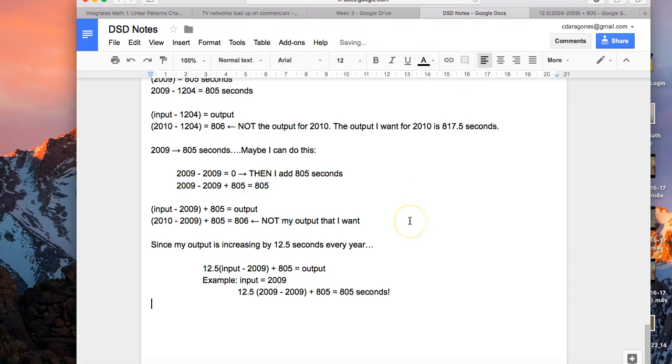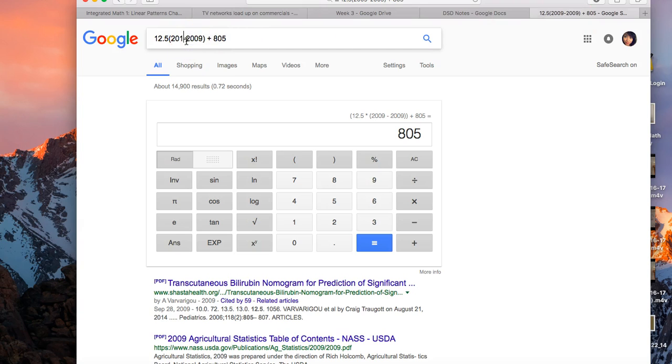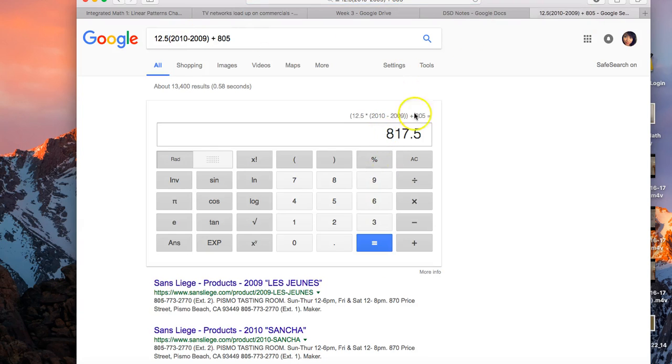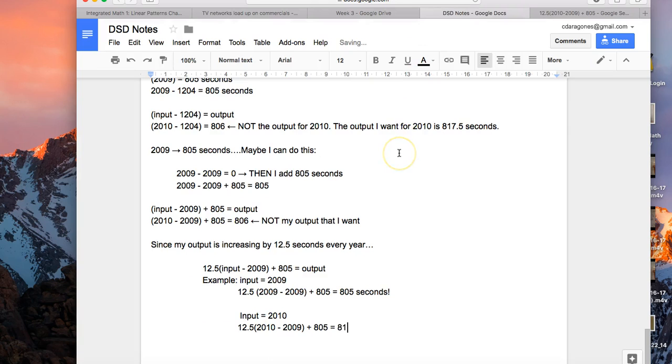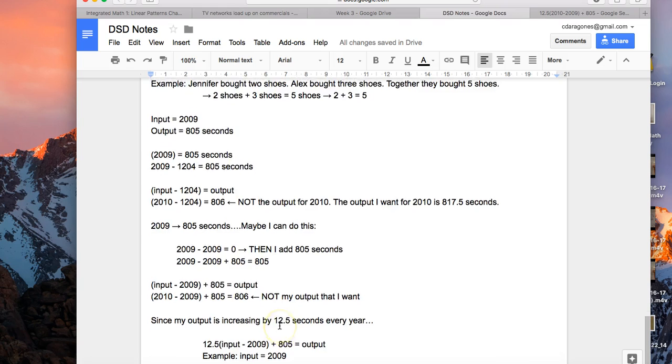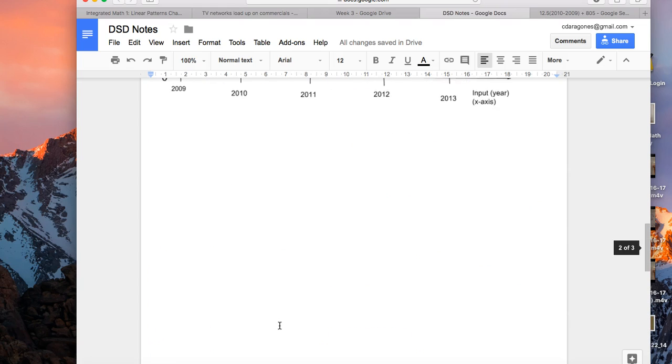Okay? Let's try it when the input is 2010. So I know that I'm increasing every year by 12.5, and 2010 minus 2009 plus 805. Let's try that. And I got 817.5. So as you can see, it's starting to look like this is a function that models my data, right?